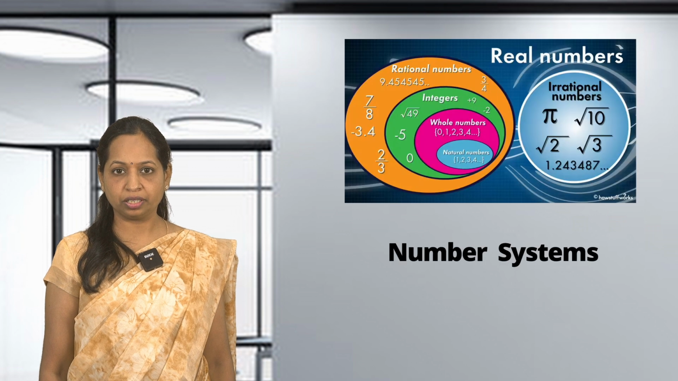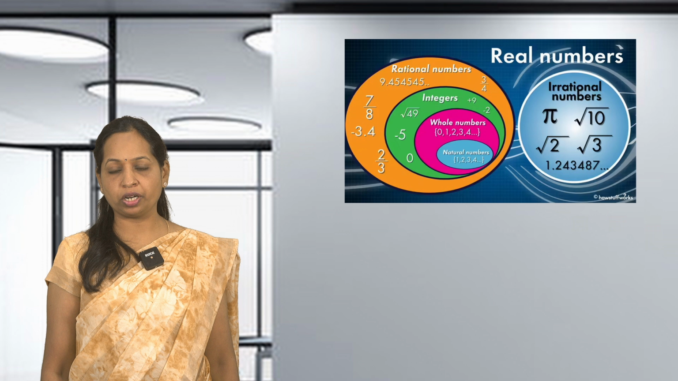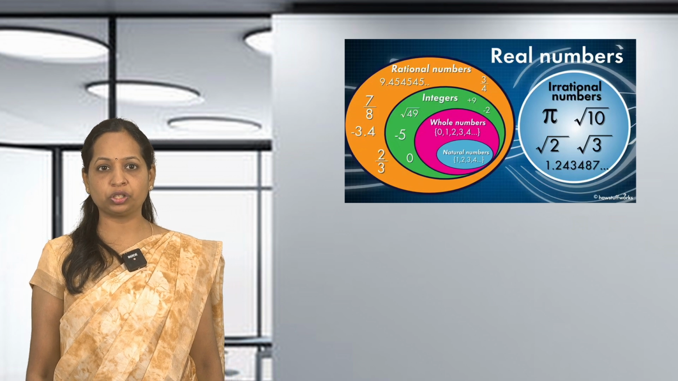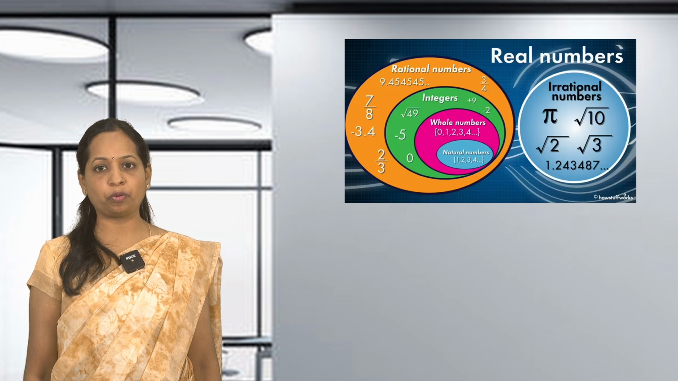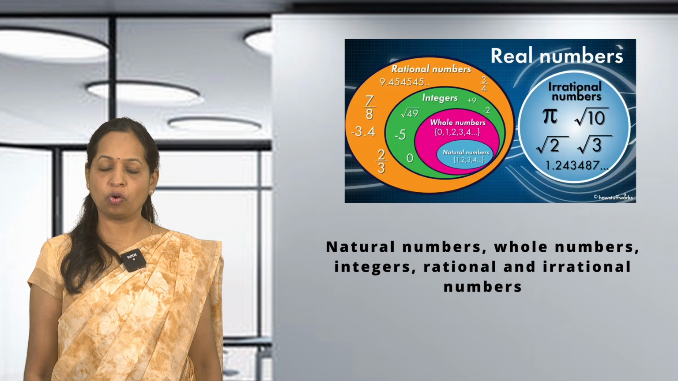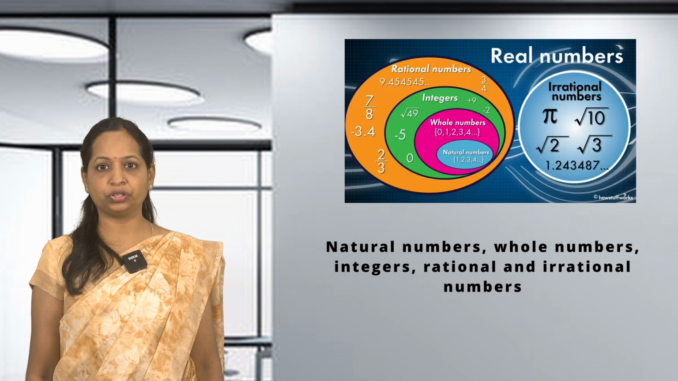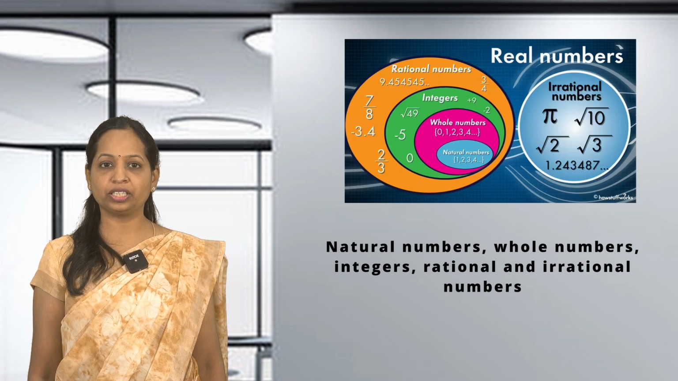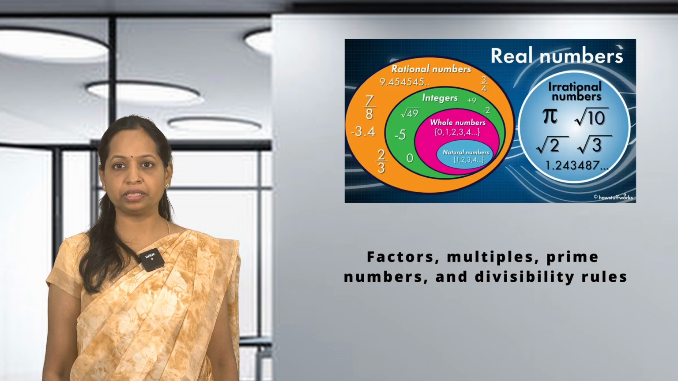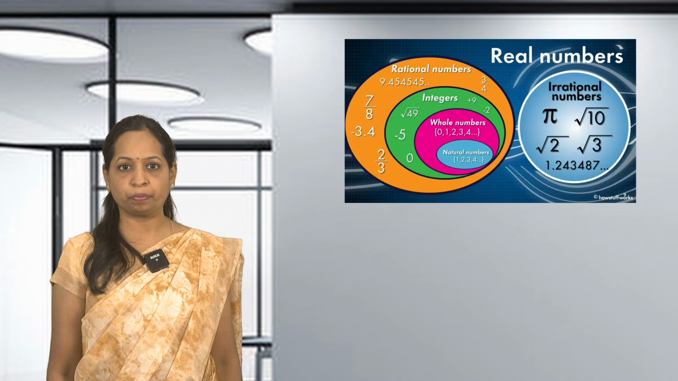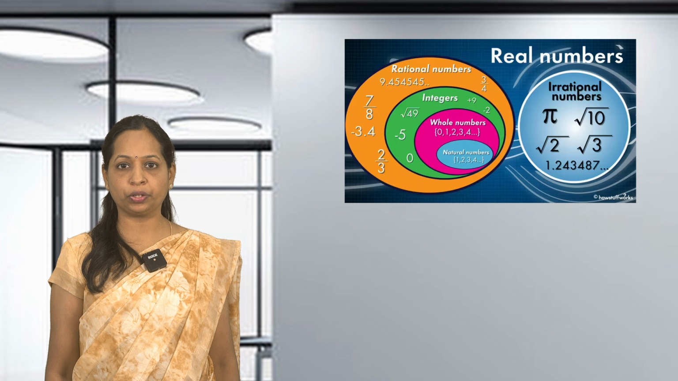Number systems. Now, I'll explain about number systems. Number systems involve understanding different types of numbers and their properties. This includes natural numbers, whole numbers, integers, rational and irrational numbers, factors, multiples, prime numbers, and divisibility rules. Number systems form the backbone of quantitative aptitude.